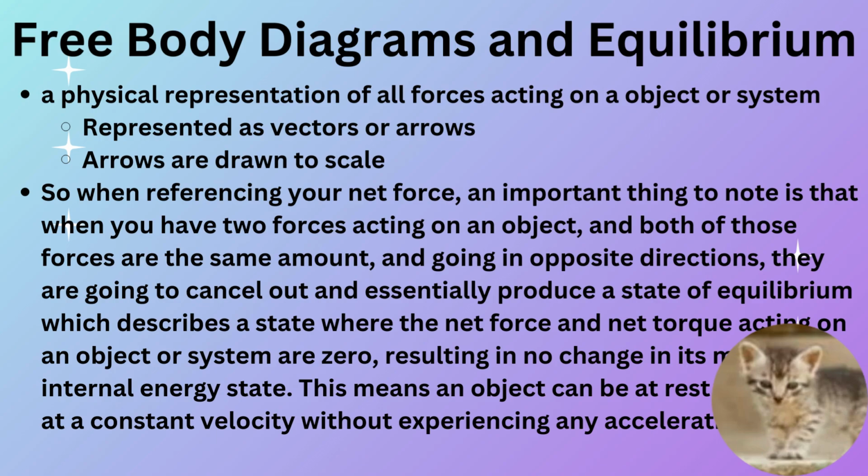And then the last thing that we're going to talk about is equilibrium. So when you're referencing net force, it's important to note that when you have two forces that are acting on an object and both of them are the same amount and going in opposite directions, they're going to cancel each other out and produce what's called equilibrium, which is when your net force and your net torque on your object are zero, and it's going to result in no change, which means that an object can be at rest or have a constant velocity, but it's not accelerating.